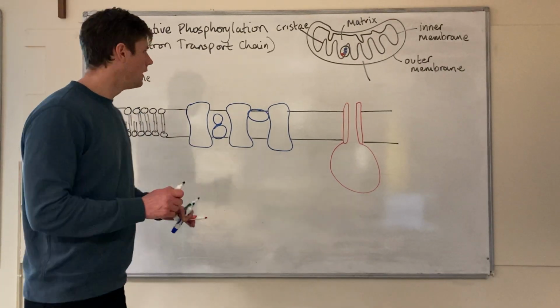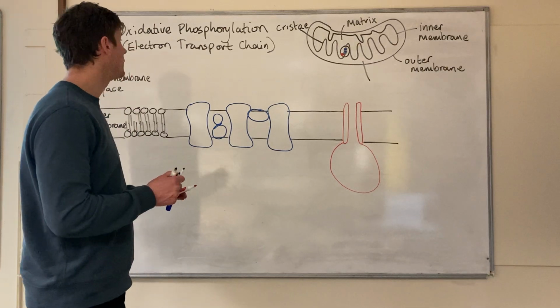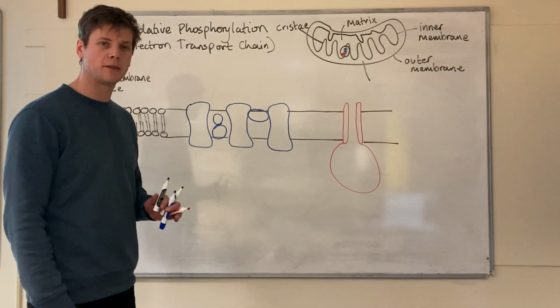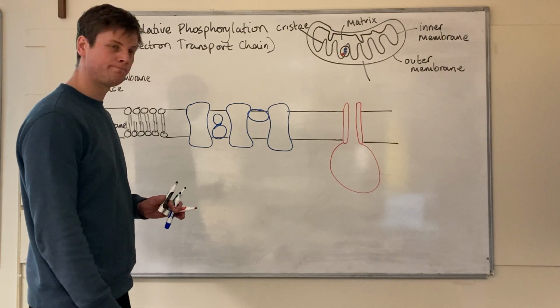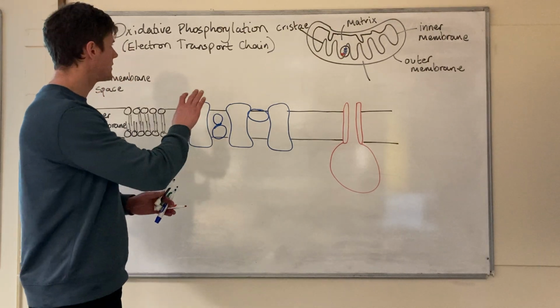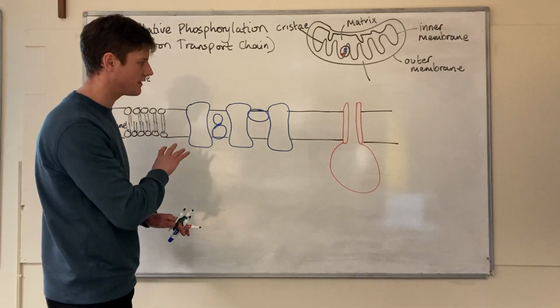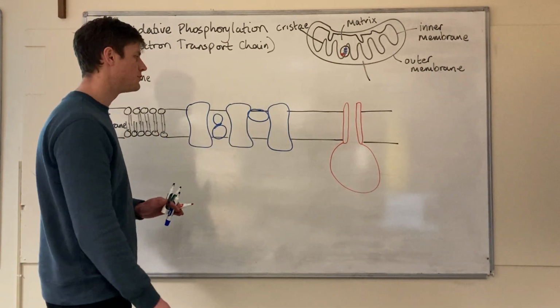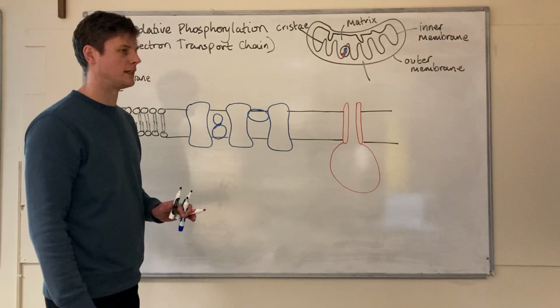Hello again. In this final, or in the next video at least, I'm going to explain the processes that take place during oxidative phosphorylation. Sometimes referred to as the electron transport chain, but really the electron transport chain is only part of this process. This bit here, shown in blue, is the electron transport chain.